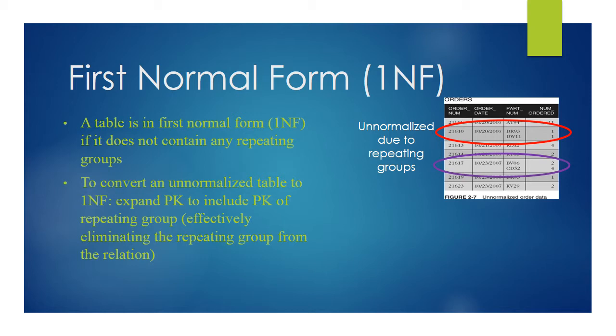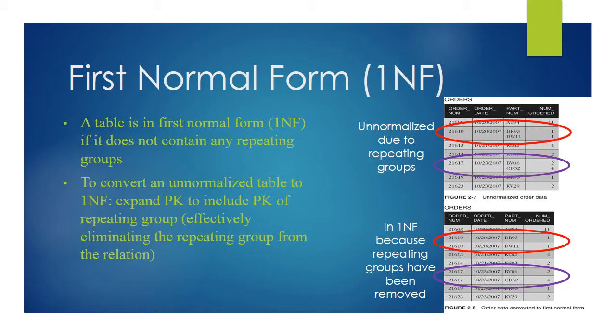To fix this, all you have to do is put each piece of data on its own line and repeat the information in the other columns as you see in figure 2.8. This does mean that you no longer have a single column as a primary key. You now have the composite primary key of order number and part number.